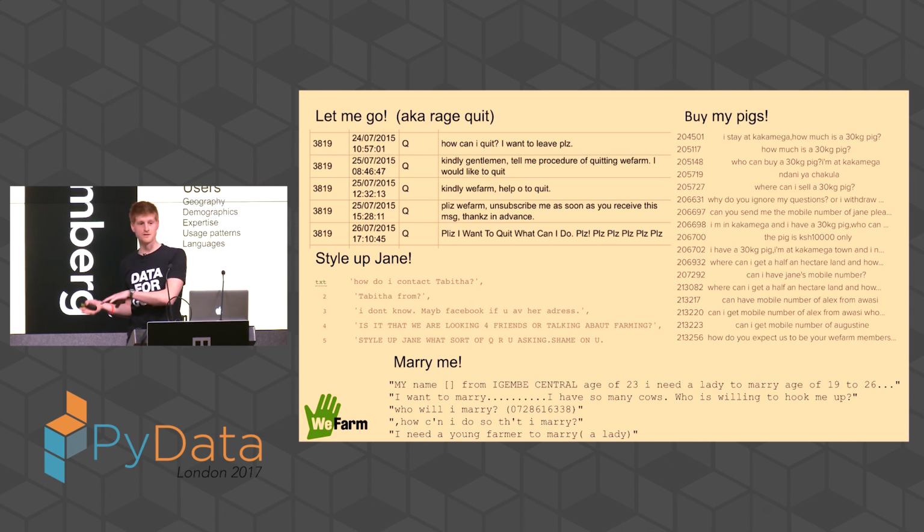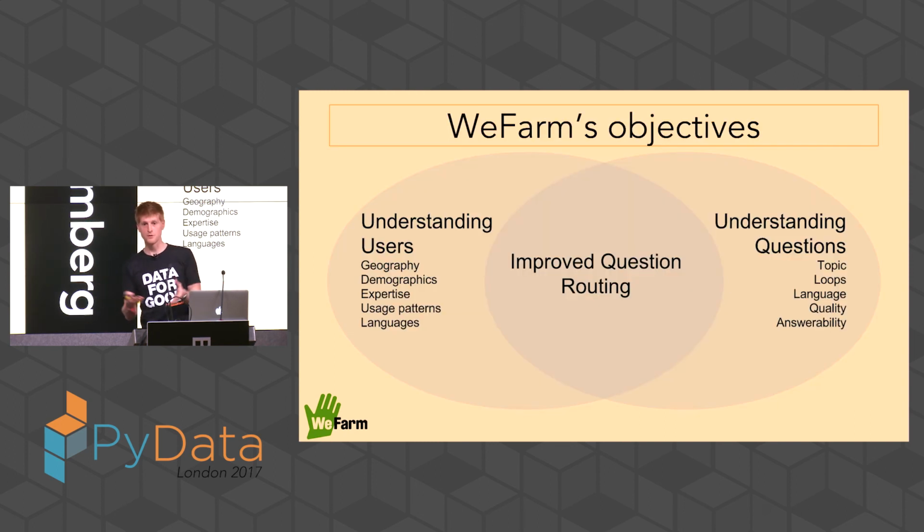And also an understanding of the question. So what is the question actually about? And how good is it? Is it worth sending it out if it's just something like, who's Tabitha? Or, where's my pig? Etc. So we have this two-pronged approach, understanding of the users, understanding of the questions, and they will hopefully feed into each other to improve question routing.